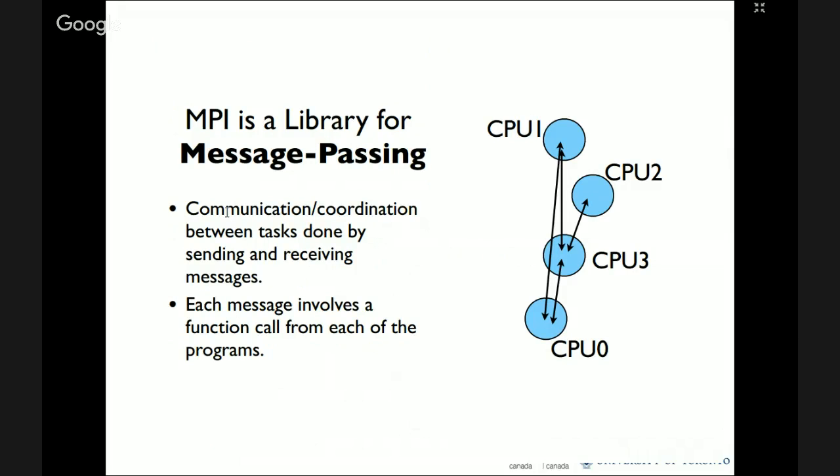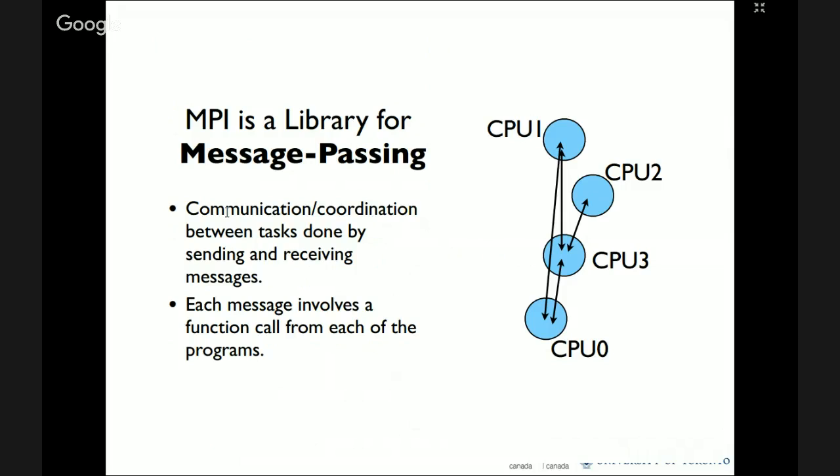MPI is designed to communicate and coordinate between tasks, and it does this by sending messages. Each message involves a function call from each of the programs. In contrast, in OpenMP you're just taking a loop and breaking it up, and it happens organically; you just set the number of threads. In this case, you actually have to know a priori how many you're going to have, and then you control it. You care about whether you're processor 1 or CPU 1, and what rank you are on that list, because ahead of time in your algorithm you have to split up your work.